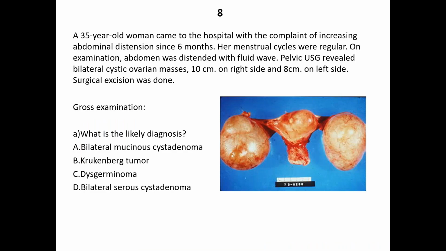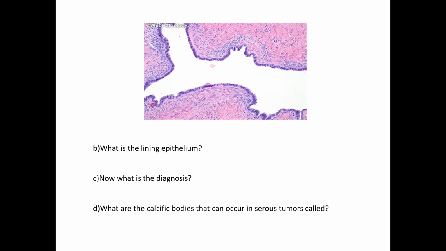The next one: a 35-year-old woman came to the hospital with a complaint of increasing abdominal distension since 6 months. Her menstrual cycles were regular. On examination, the abdomen was distended with fluid wave. Pelvic USG revealed bilateral ovarian cysts and surgical excision was done. What is the most likely diagnosis? What is the lining epithelium? What is the diagnosis now? And what are the calcific bodies that can occur in serous tumors called?